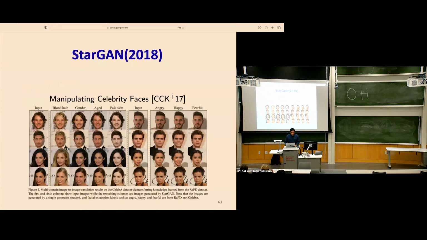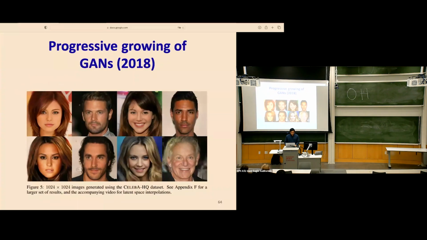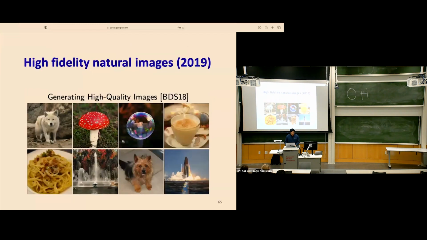This is a very specific GAN application for manipulating celebrity faces. This is another one, of progressively growing GANs, and this is one for high fidelity natural images. All of these applications have papers associated with them, and I would recommend you have a look when you get back and are reviewing the slides. But now let's jump to two of the arguably most important GAN architectures.